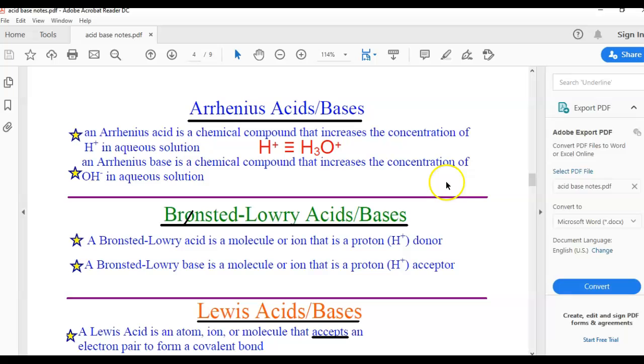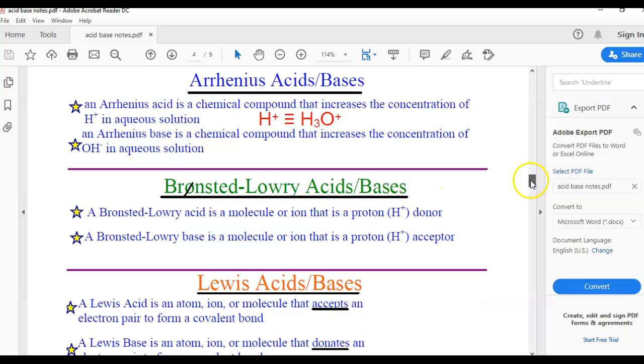Here are the 3 definitions that we can work with for acids and bases. Svante Arrhenius was a scientist who came up with this definition, and he said that an acid is any compound that increases the H+, which is also H3O+, in a water solution. The base is anything that increases the OH, or hydroxide, solution.